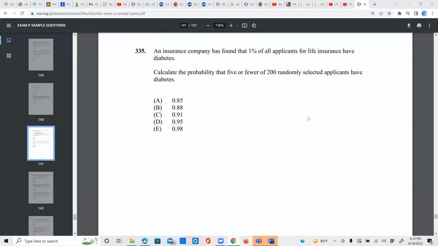An insurance company has found that 1% of all applicants for life insurance have diabetes. Calculate the probability that 5 or fewer of 200 randomly selected applicants have diabetes. So this is a binomial distribution, and n is 200, p is 0.01, and we have to calculate 5 or fewer, so x is less than or equal to 5.